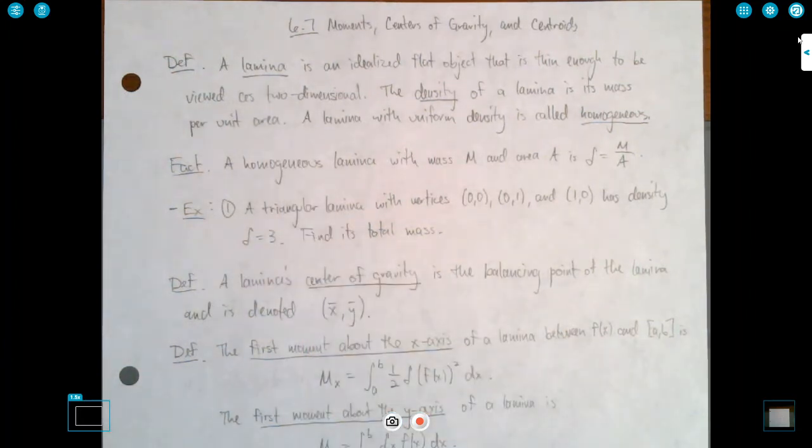This is a topic that you'll come back to in third semester calculus towards the end of the course, and you'll talk about non-homogeneous laminas at that point. But in this section, we're going to talk about homogeneous laminas. And so what are those, right?